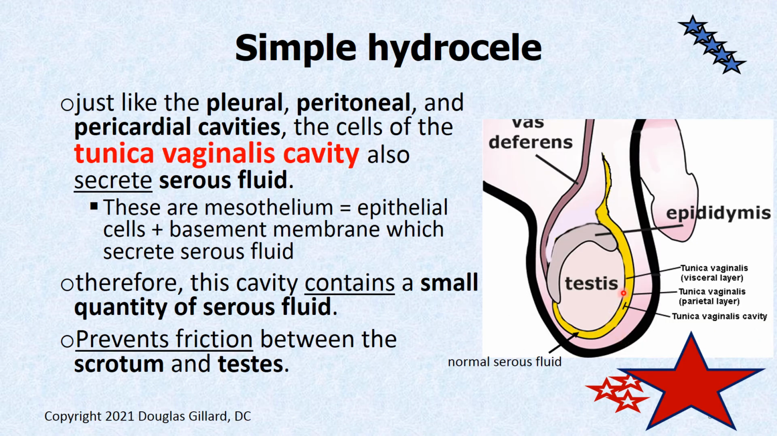Let's go back to this picture. Let me see, I think I can draw here. Processus vaginalis there. I got it confused with tunica vaginalis. Anyway, this is the parietal layer of the tunica vaginalis. This is the visceral layer, and that secretes a serous fluid in here normally.